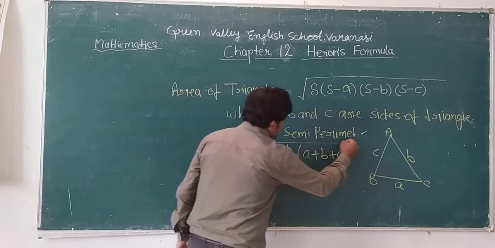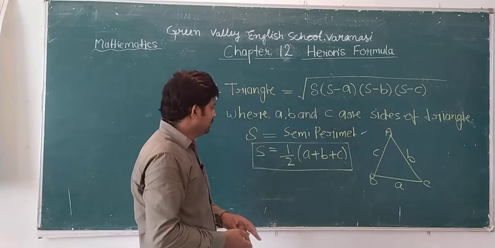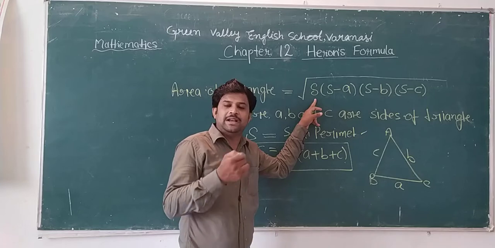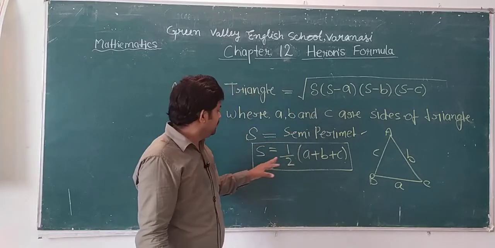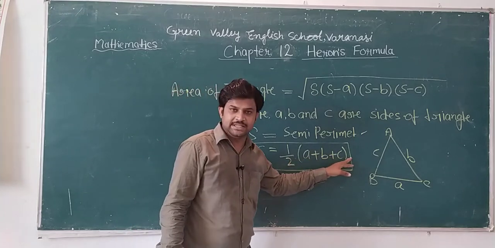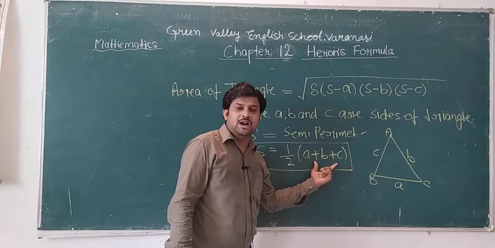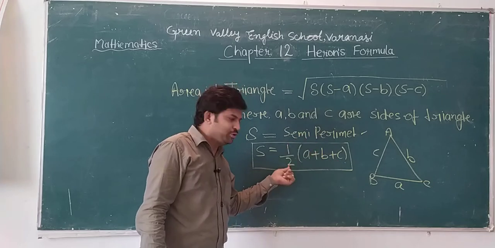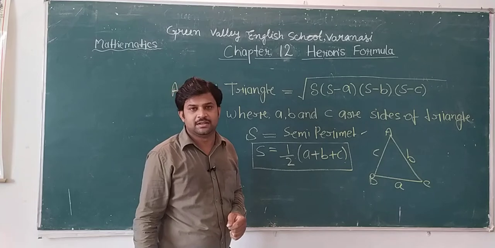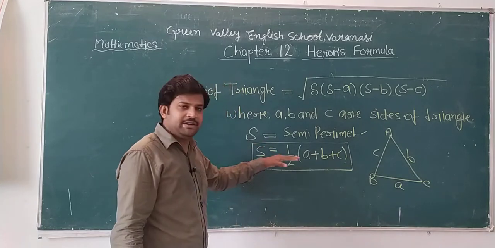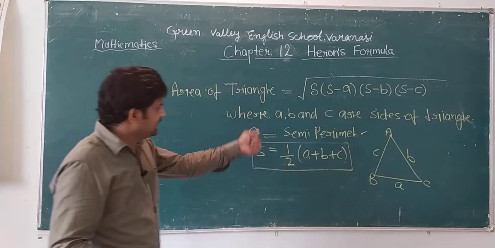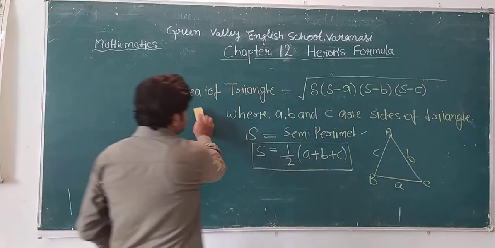This is our S. When we are going to find the value of S for finding the area of a scalene triangle when height is unknown for us, then S is equal to 1 upon 2 in bracket A plus B plus C. A plus B plus C is our perimeter, and when we divide by 2, we get the semi-perimeter of the triangle. S is the semi-perimeter of the triangle, A, B and C are the sides of the triangle, and let us understand this through an example.